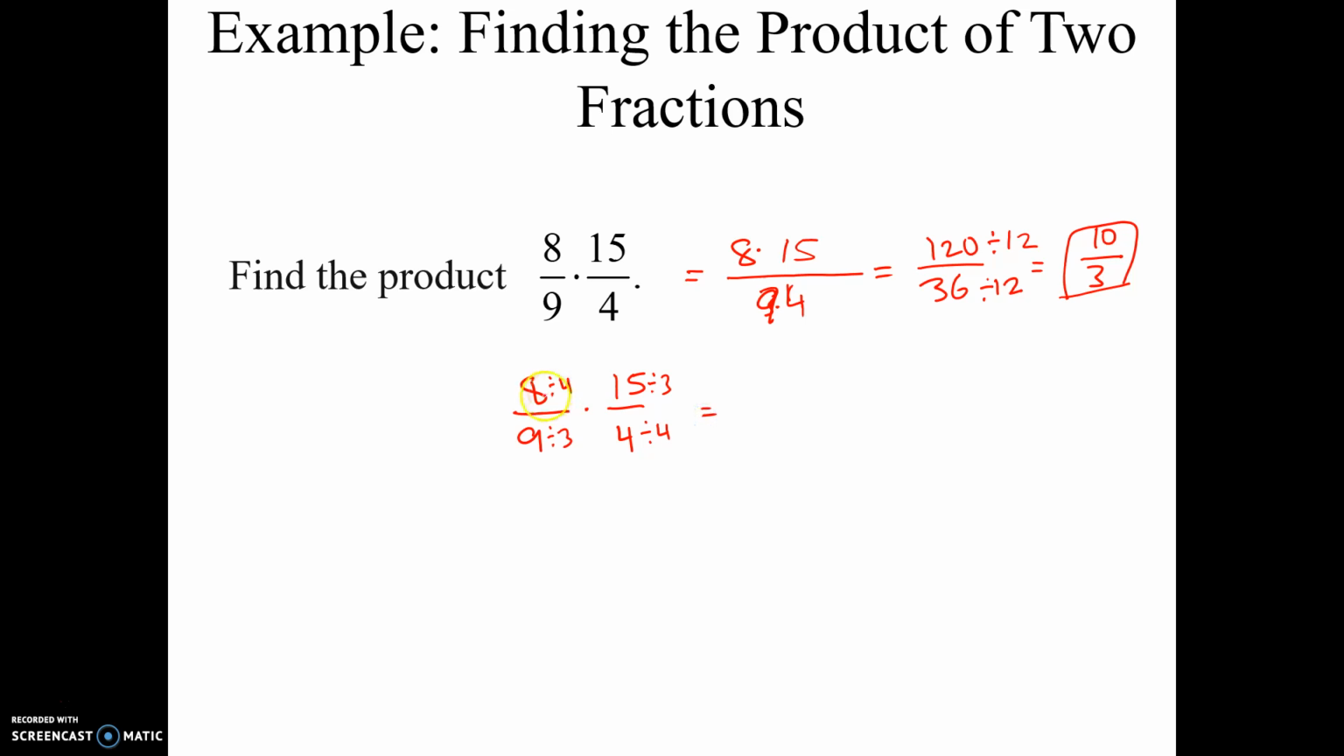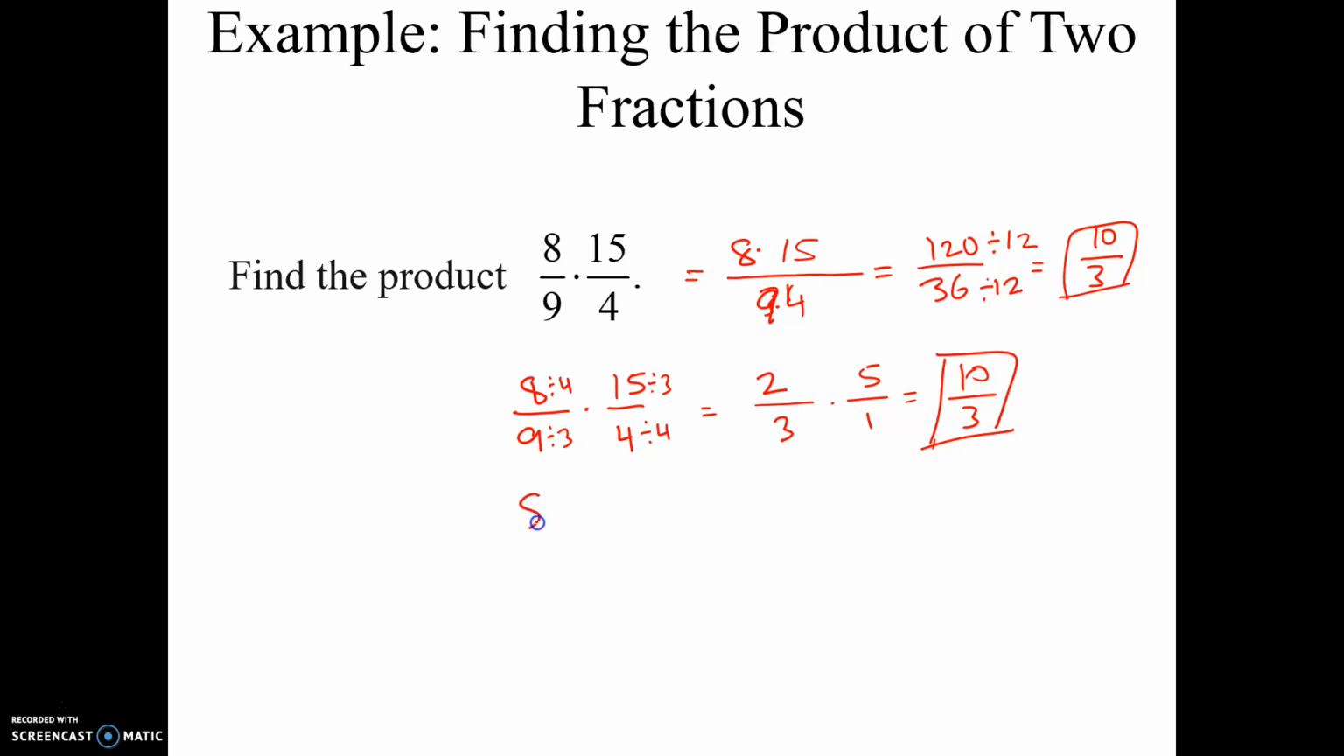So let's look at our result. 8 divided by 4 is 2. 9 divided by 3 is 3. 15 divided by 3 is 5. 4 divided by 4 is 1. Now we multiply across. 2 times 5 is 10. 3 times 1 is 3. So once again, our answer is 10/3.